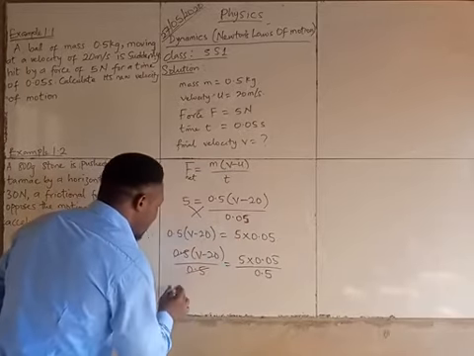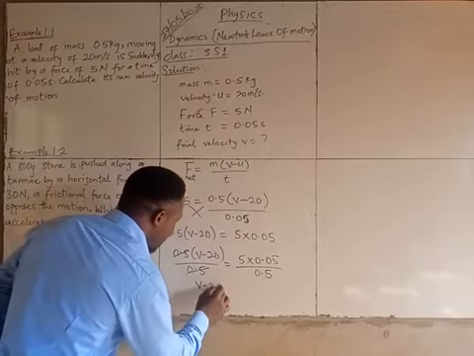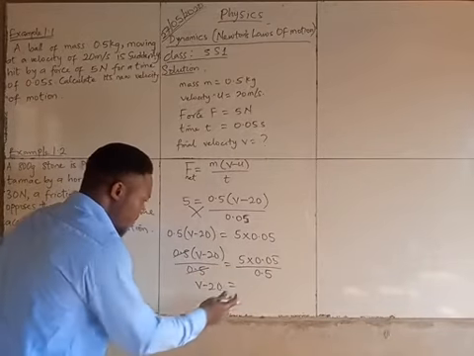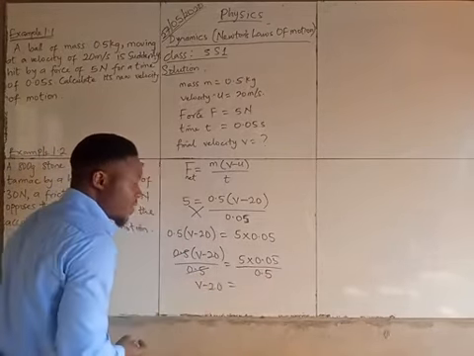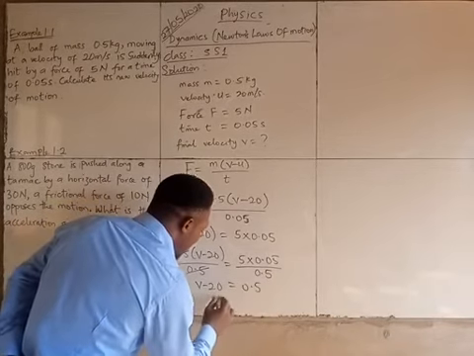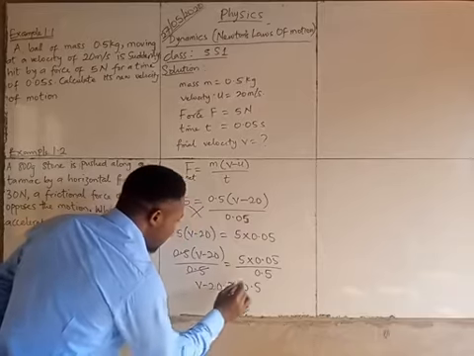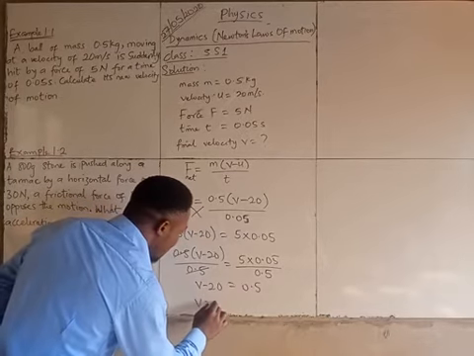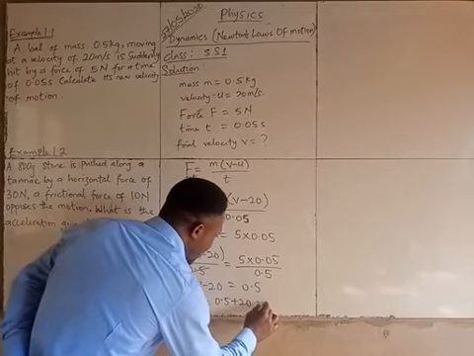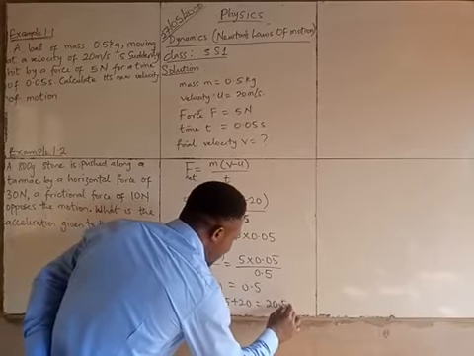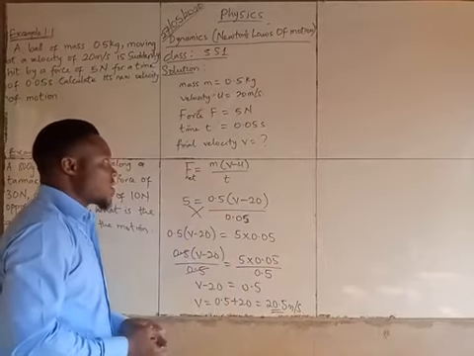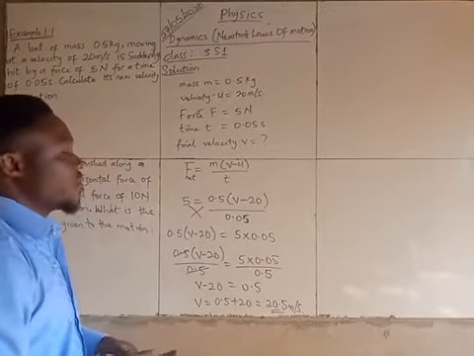We cancel this. You have V minus 20 equals 5 times 0.05, which gives us 0.25, and dividing by 0.5 gives us 0.5. And if we add 20 to both sides, we have V equals 0.5 plus 20, which is going to give you 20.5 meters per second. And that is going to be the final velocity of this motion, the motion of the body.